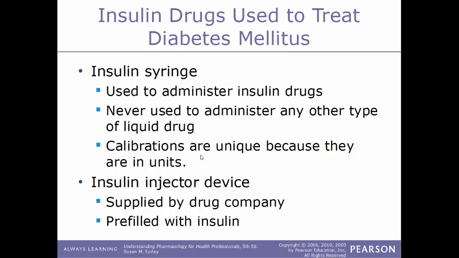Now, for patients who need to take insulin injections, they need to use a special insulin syringe. Now, these are only used to administer insulin drugs. They can never be used for any other type of liquid drug. That's because the calibrations on the side of the syringe are in units, which are used to measure insulin. You also use an insulin injector device, which will be supplied by the drug company, and these are already pre-filled with insulin, so nothing has to be measured. It's already ready for the patient.